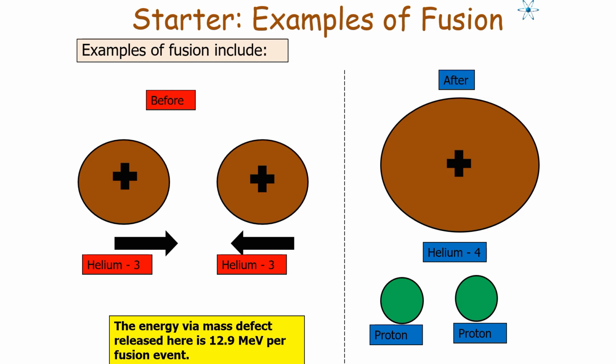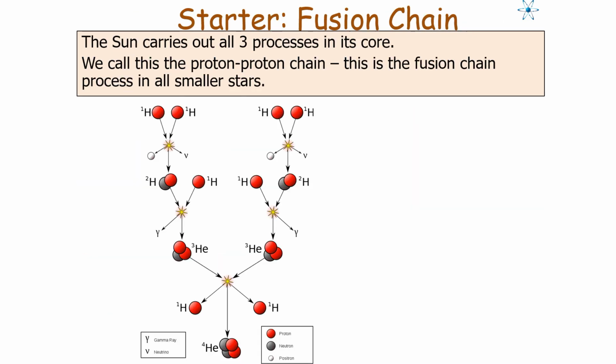And finally, you could have two helium-3 nuclei coming together to form helium-4 and two protons. Now, the energy released by the mass defect principle here is 12.9 MeV per fusion event. Now, actually, our sun carries out all three of these processes in its core, and we call this the proton-proton chain. It's the fusion chain process that occurs in all smaller stars when they turn hydrogen into helium.